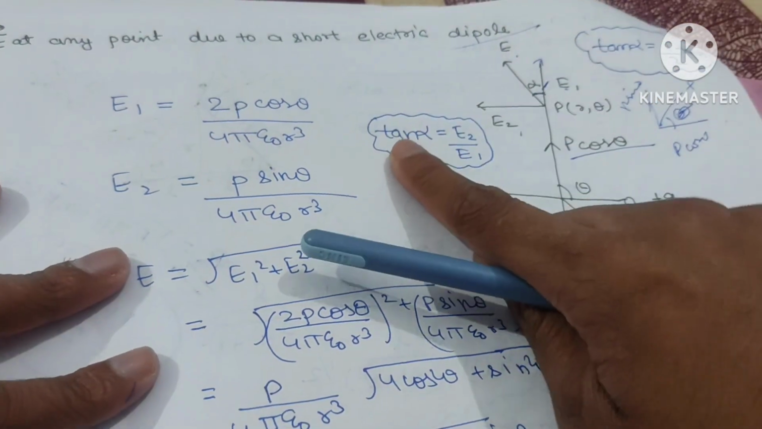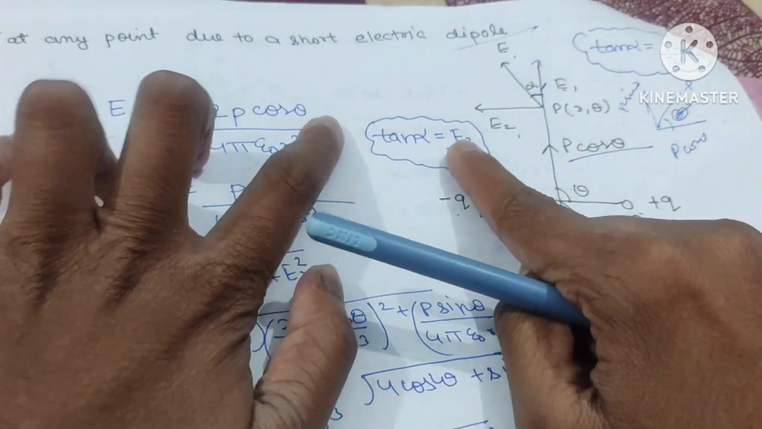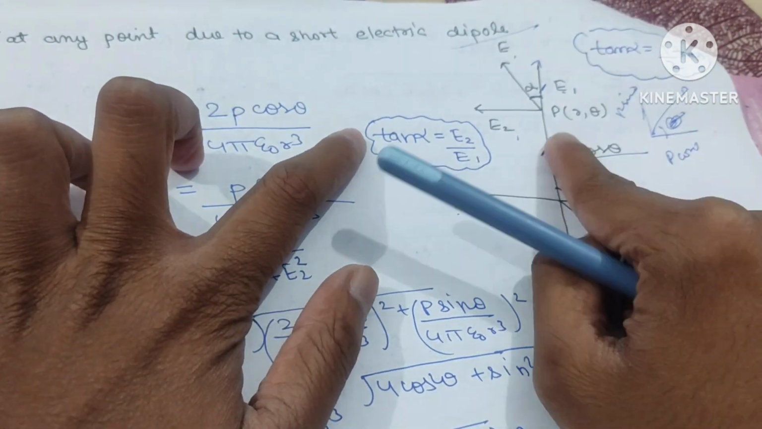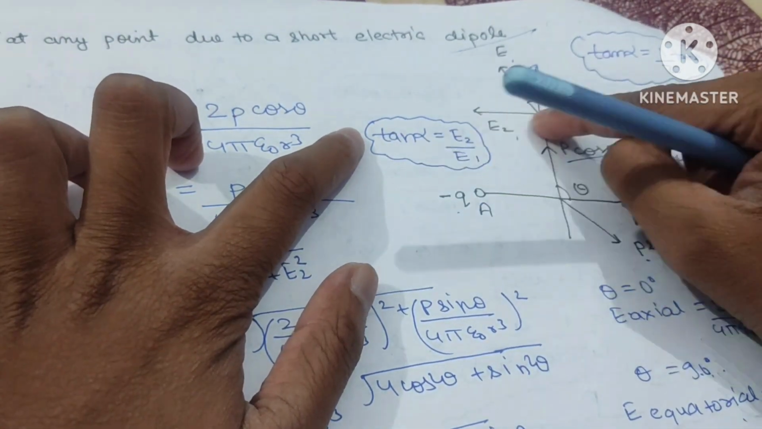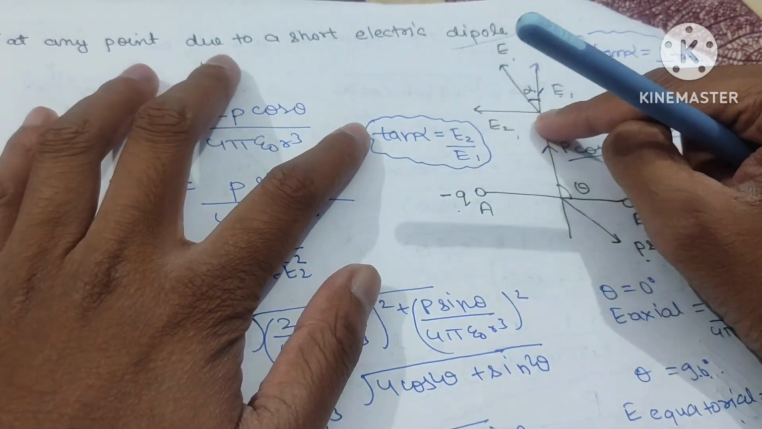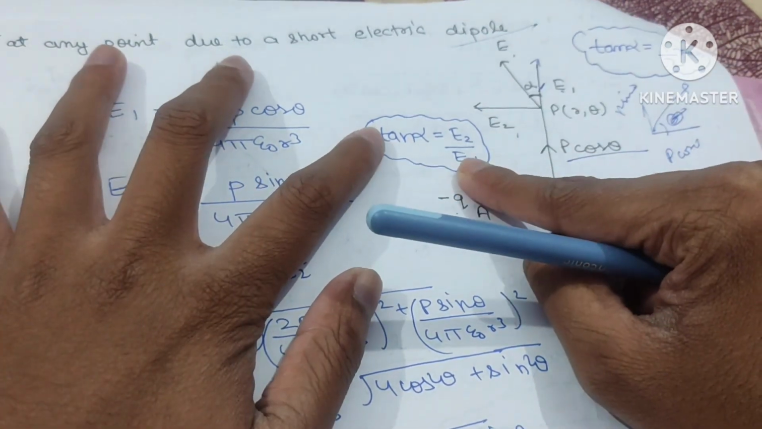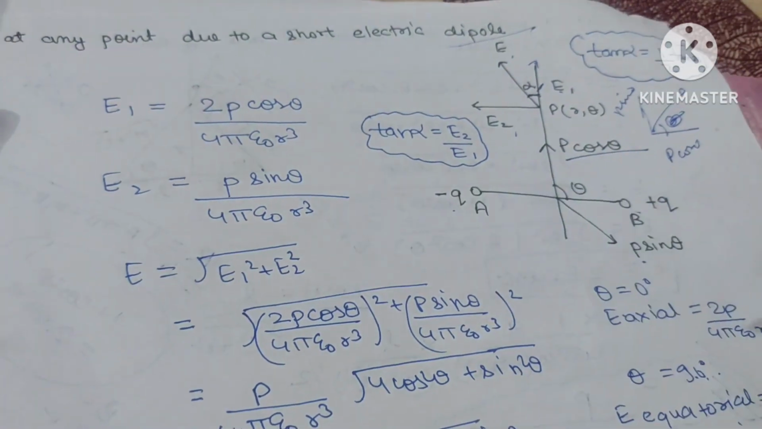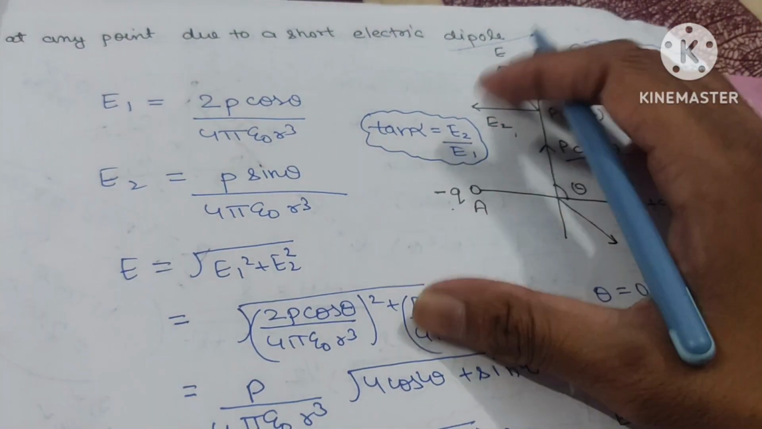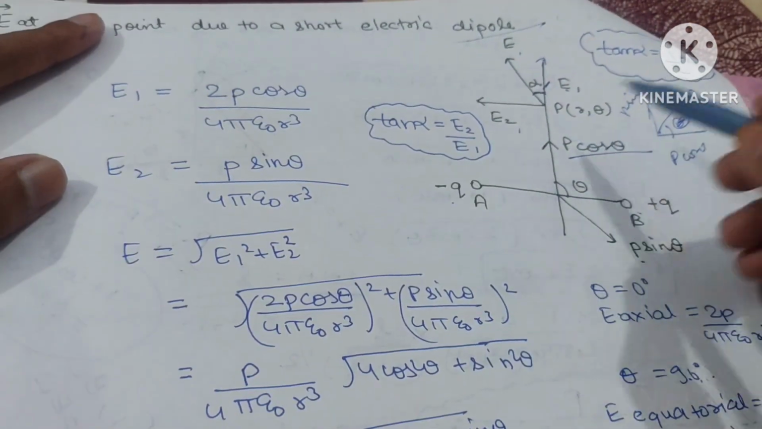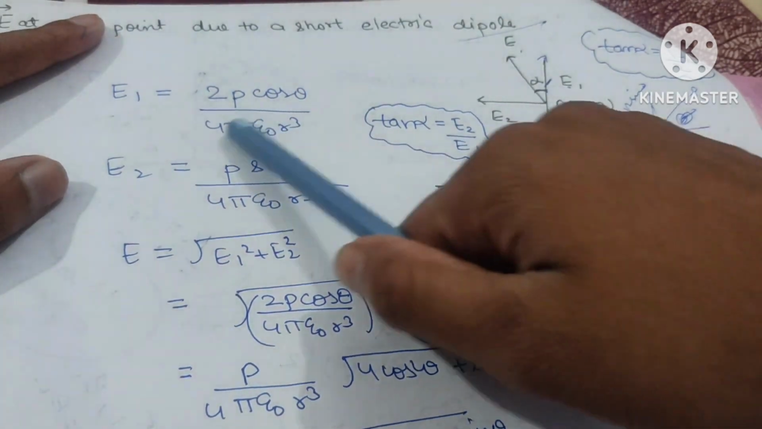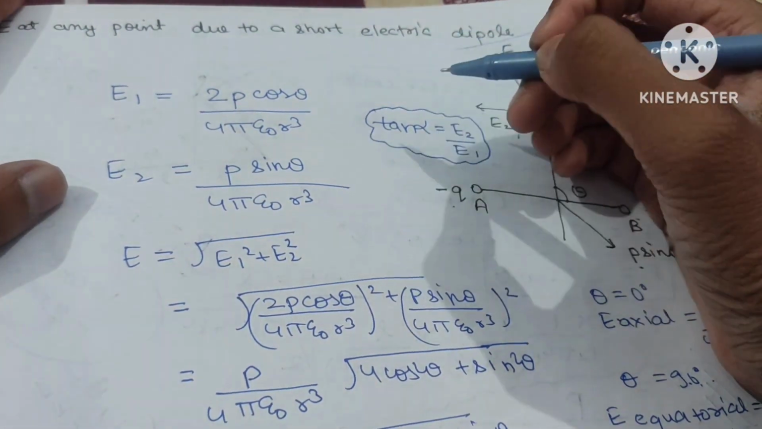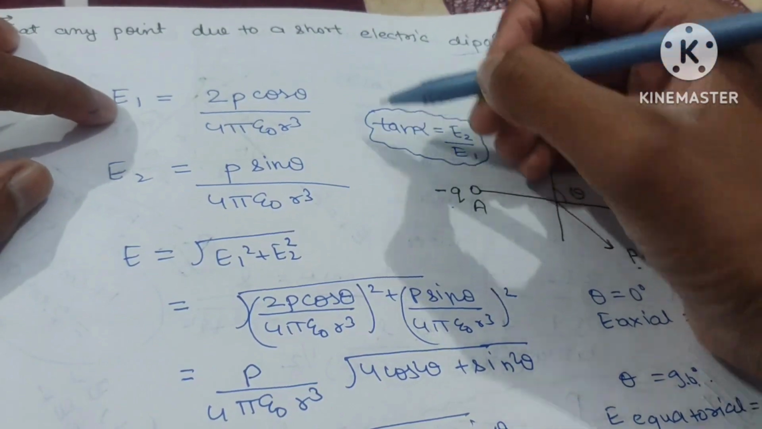Okay, so finding tan alpha is E2 by E1, because we're taking it as perpendicular by base, which is E1. So we had this. That's it, let's move, and here we're taking E1.